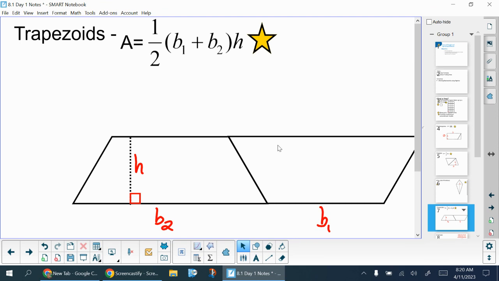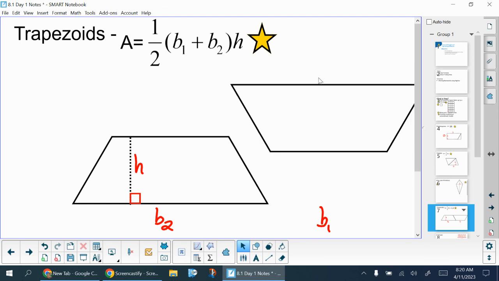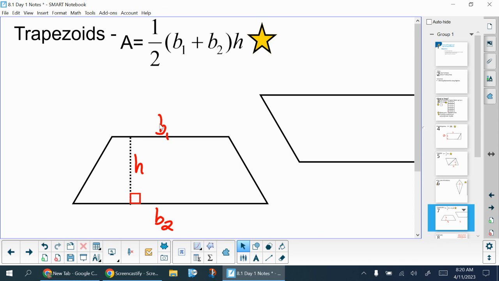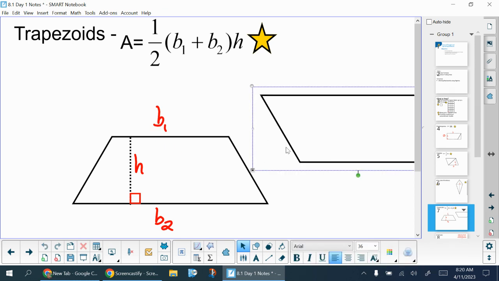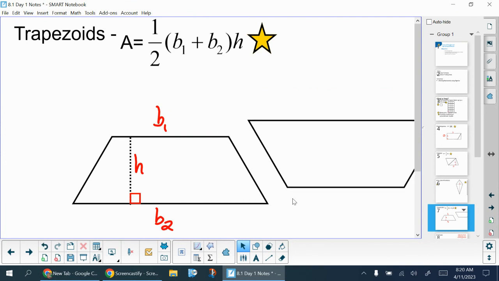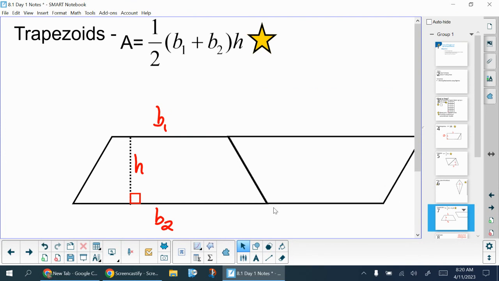But I only want the original one, so I only want half of that. I don't actually want this piece right here. I only want the original. And so that's where the area of a trapezoid comes from. It's just half of that doubled trapezoid that made a parallelogram.